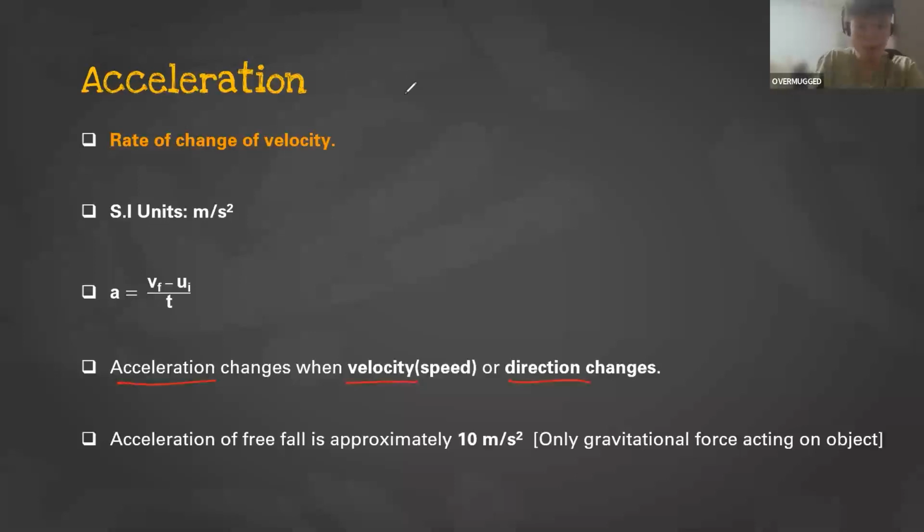Then acceleration of free fall is approximately 10 meter per second squared. What does free fall mean? So I have an object falling, right? And the only force acting on it is the weight of the object, or the only force on the object is the gravitational force. That's what I consider as free fall. And it will accelerate towards the earth, at approximately 10 meter per second every second.